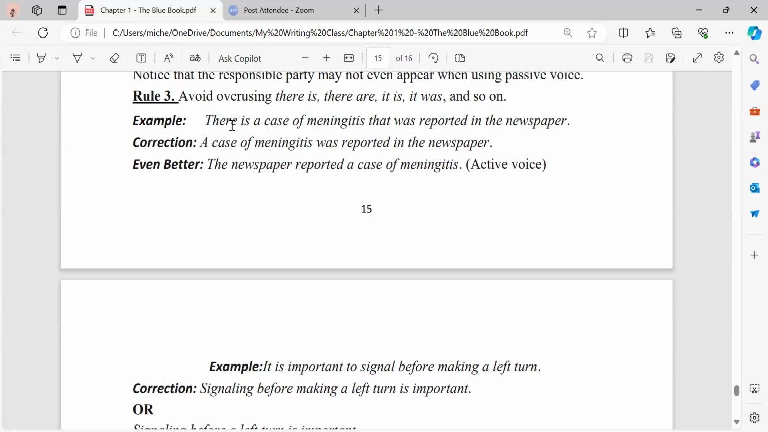But "a case of meningitis was reported in the newspaper" is a passive voice. And we can actually transform the passive voice to an active one right here. The newspaper here acts as the subject, reported acts as the verb. So "the newspaper reported a case of meningitis." The case of meningitis here is the object.